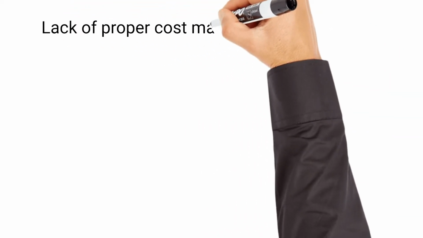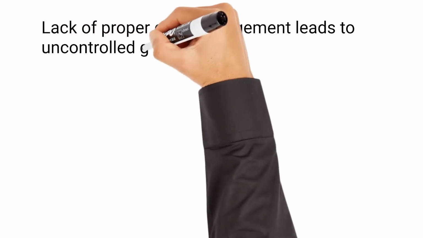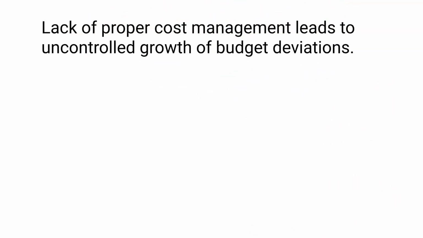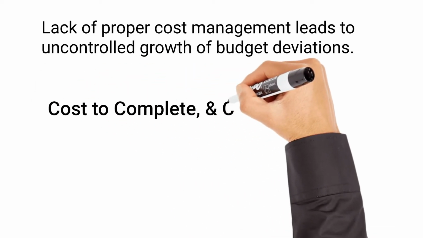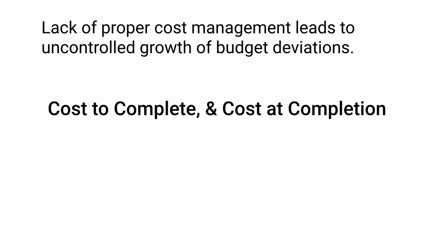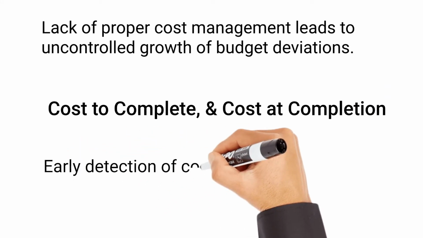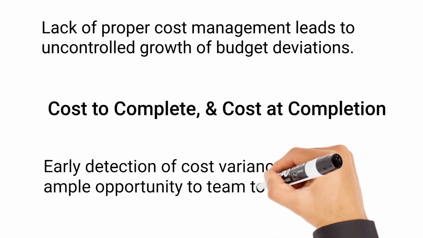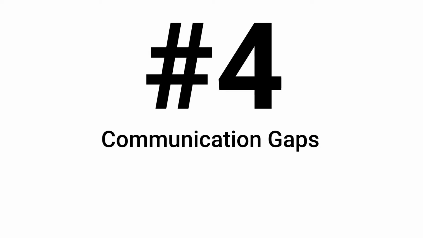Lack of proper cost management leads to uncontrolled growth of budget deviations. Deviations in the project should be identified and reported as early as possible. Frequent estimation of cost to complete and cost at completion provides the right indication of cost movement. Early detection of cost variance provides ample opportunity to the team to mitigate the cost impact. The fourth one is communication gaps within teams.